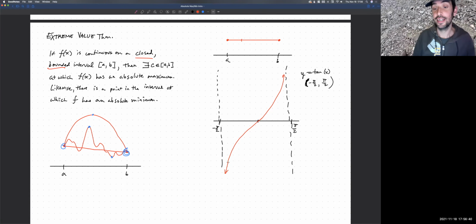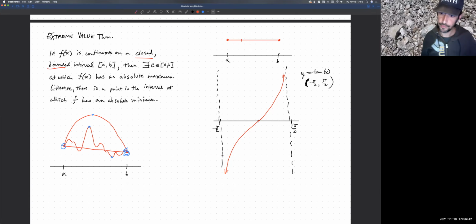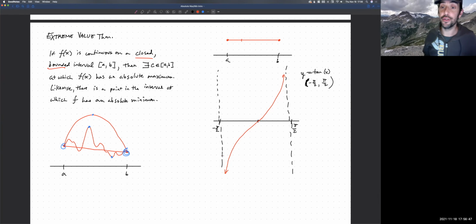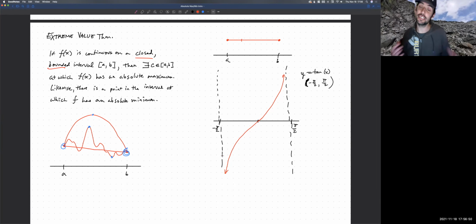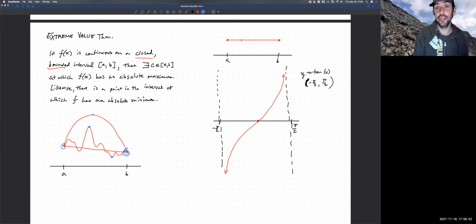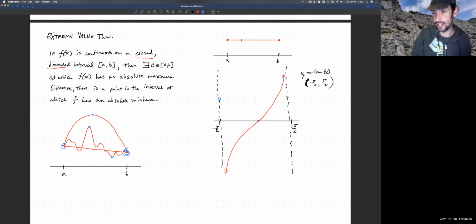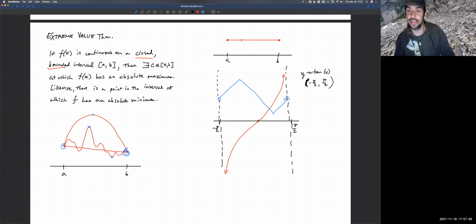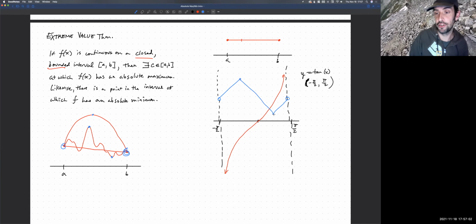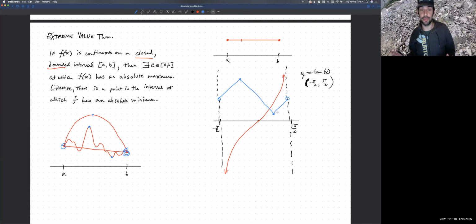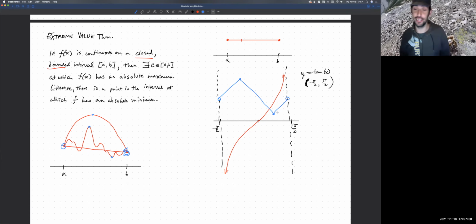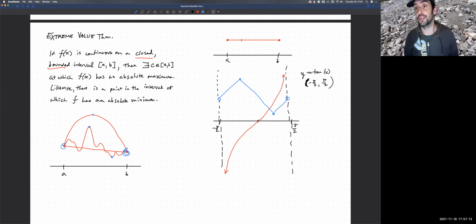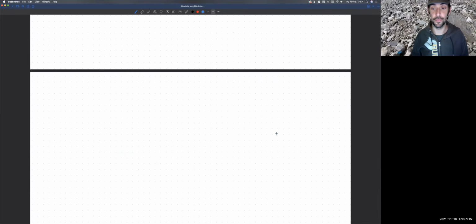So without continuity at the endpoints, this function fails. Now, it doesn't mean that if we don't have continuity, we can't have a maximum or minimum. It just means we can't guarantee it. For instance, here's a function that's not defined on the endpoints, but it does have a maximum and a minimum. Here's my maximum, here's my minimum. The point I'm trying to make is if we're not defined on the endpoints, not continuous through the whole interval, we can't guarantee, which is what this theorem does, that there's a maximum and a minimum.